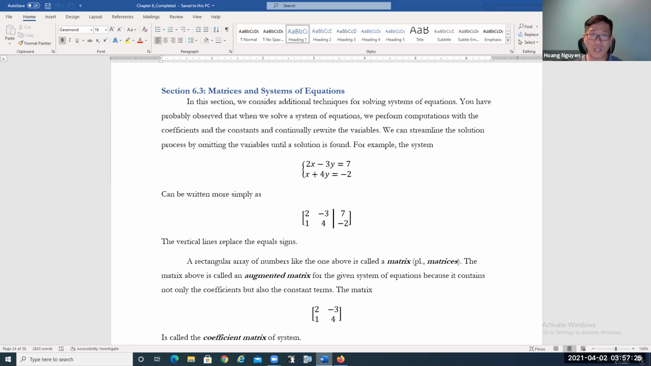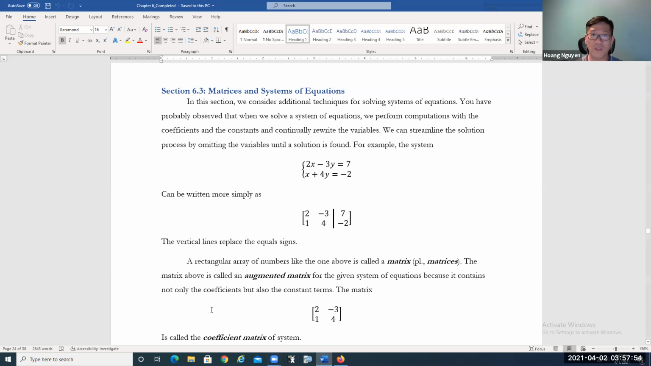So matrices and systems of equations. In this section, we consider additional techniques for solving systems of equations. You have probably observed that when we solve a system of equations, we perform computation with the coefficients, right? We base it on the coefficients to determine if we need to multiply some equation by some numbers and add it with another equation to eliminate some of the variables, right? So we're going to base this on the elimination method.